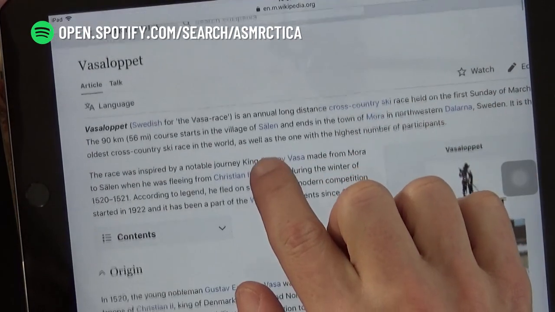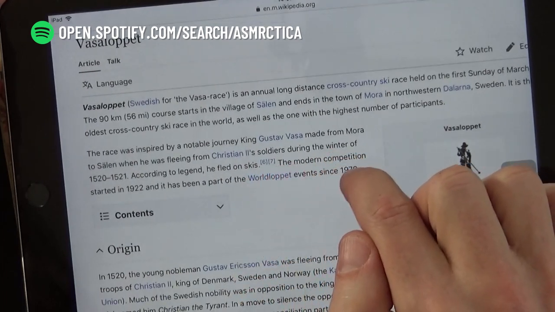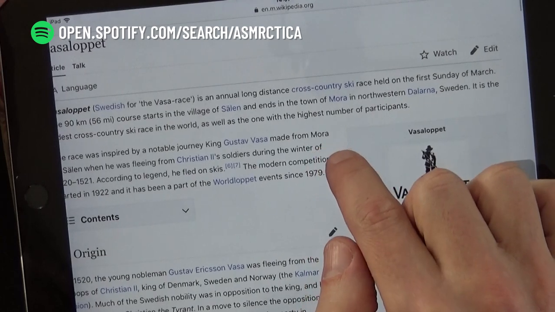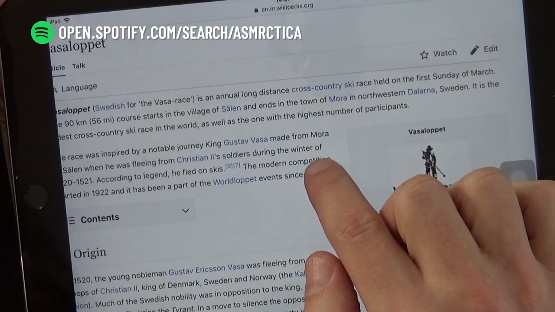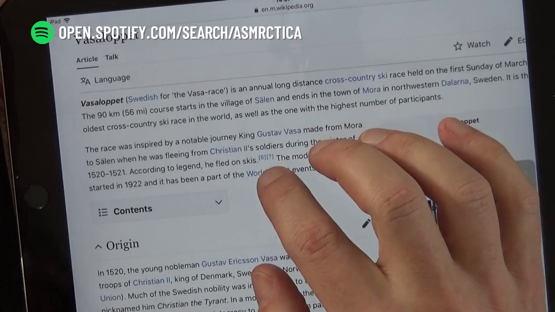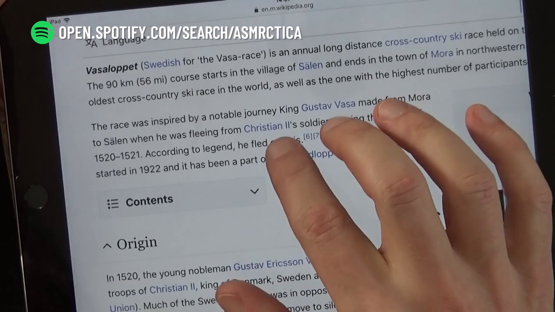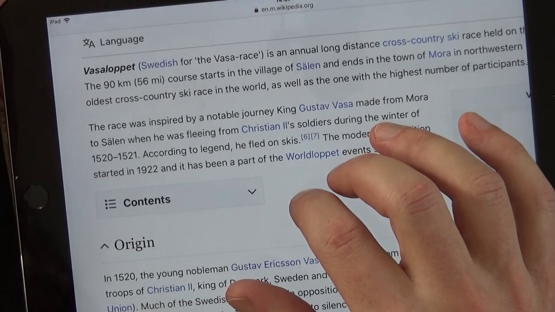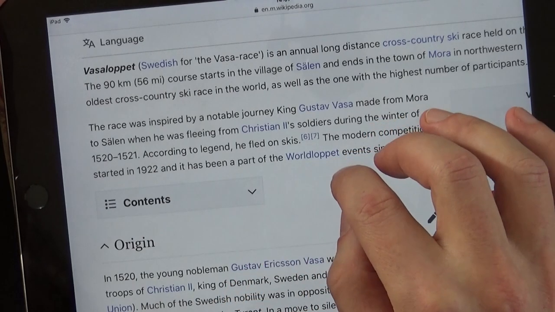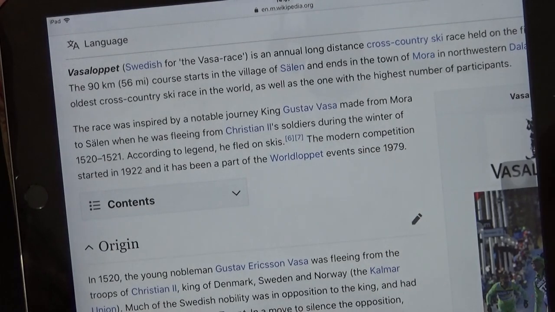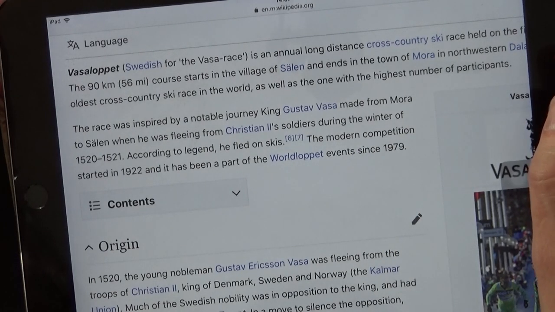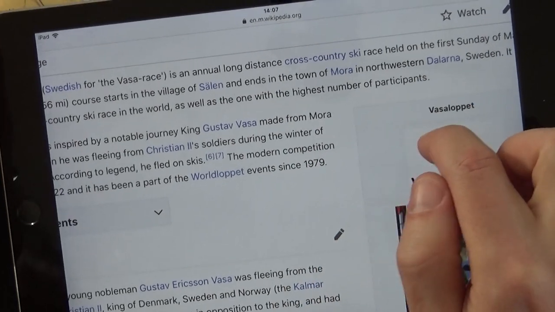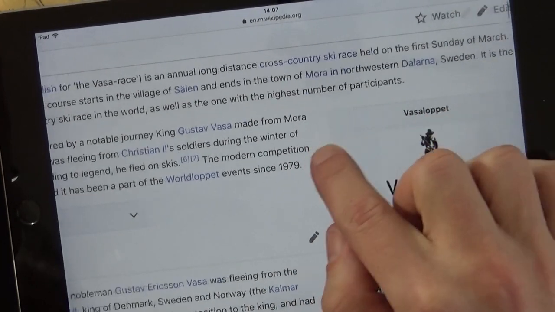As you can see here, Vasaloppet, the Vasa race, is an annual long distance cross-country ski race held on the first Sunday of March. It's 90 kilometers or 56 miles. And it starts in the village of Sälen and ends in the town of Mora in northwestern Dalarna in Sweden.